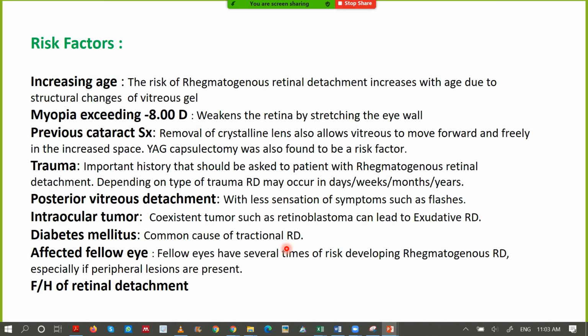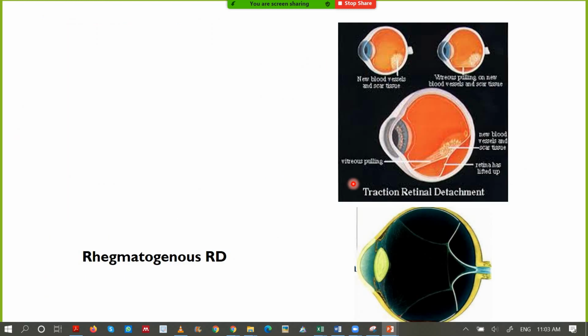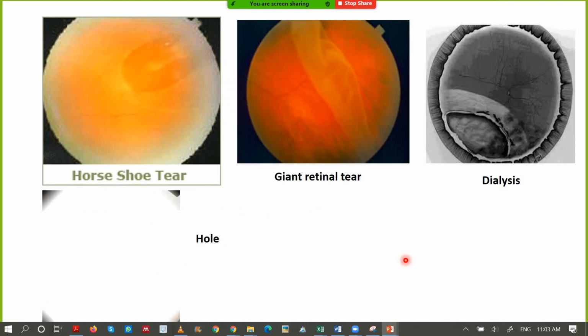Then, when there is cataract surgery, we remove the crystalline lens, and sometimes we allow the vitreous to move forward freely. In the case of a cataract in the anterior segment, I can show the image, it is being pulled here. So when you remove this cataract, it is free to move. That might be a cause. When there is free movement, that might pull the retina and cause a retinal detachment.